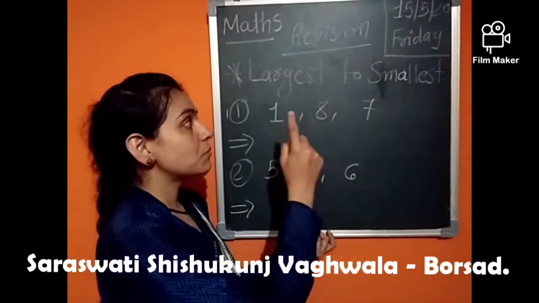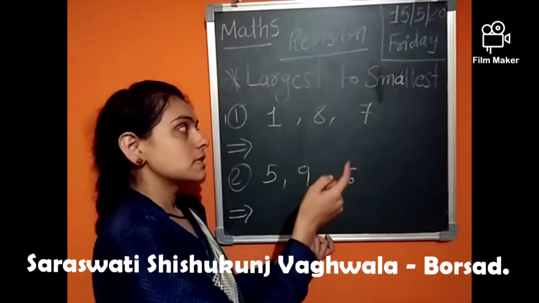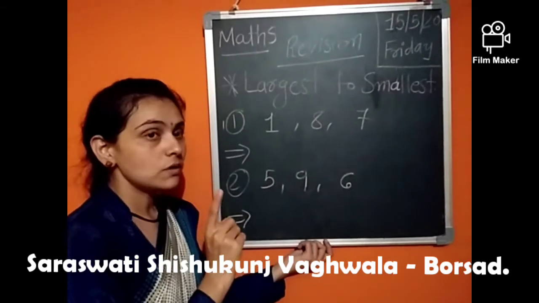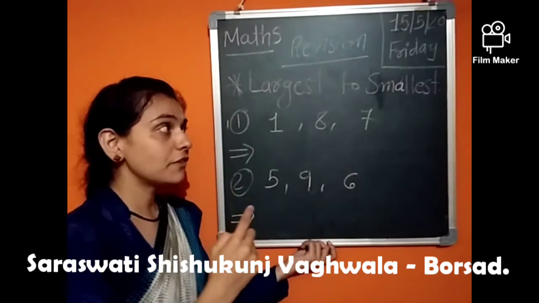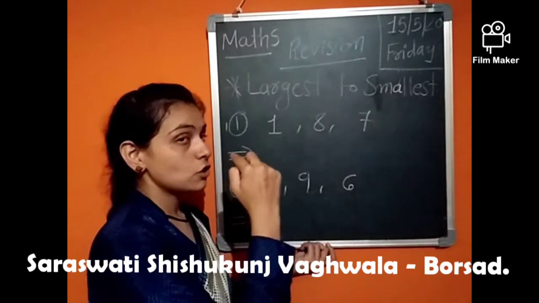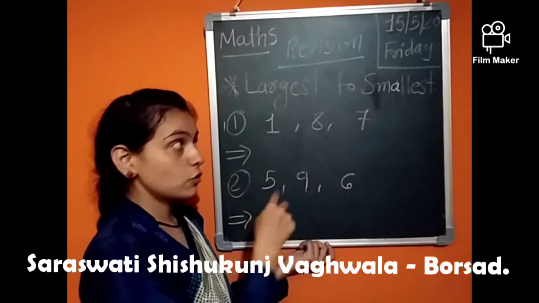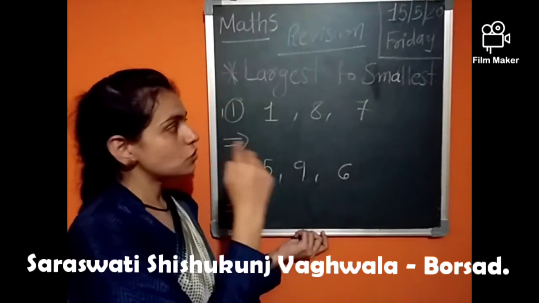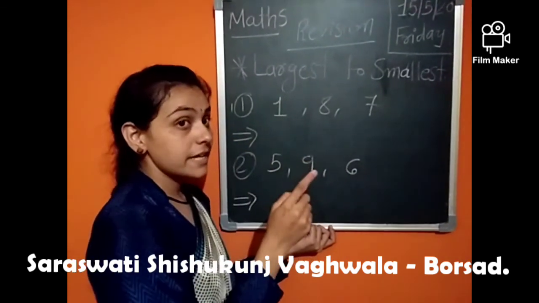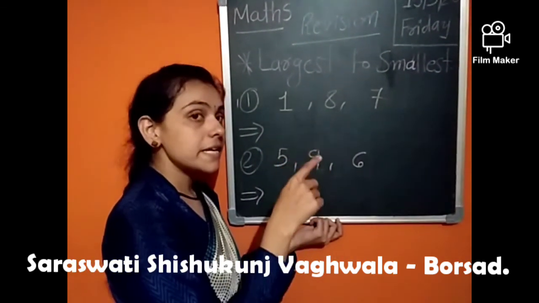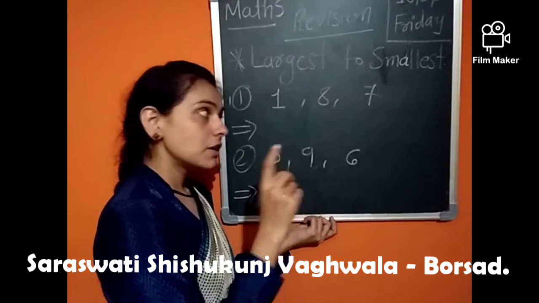Now we'll arrange numbers largest to smallest. First what we have to do? Same as in smallest to largest, what we had done? First draw underline, then check which one is the small. But here what you have to do? In largest to smallest, you have to draw underline. Then you have to check which one is the big number, means large number.